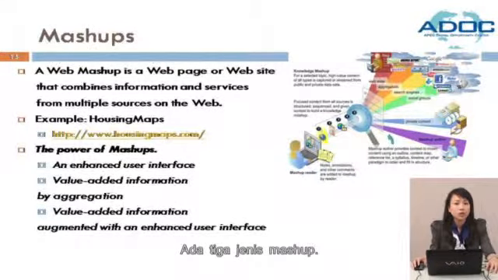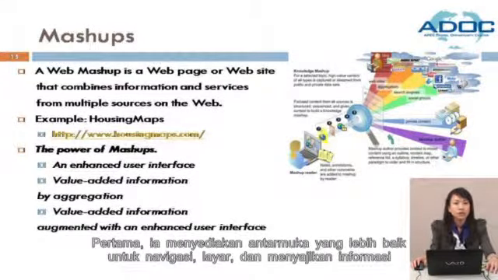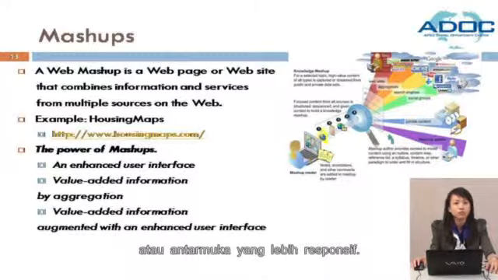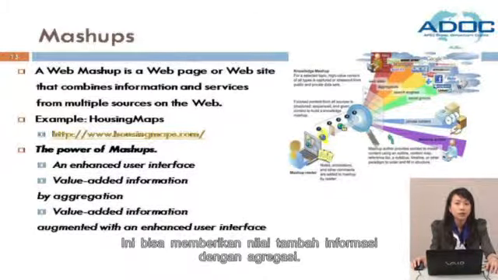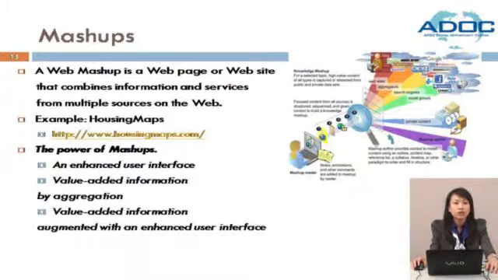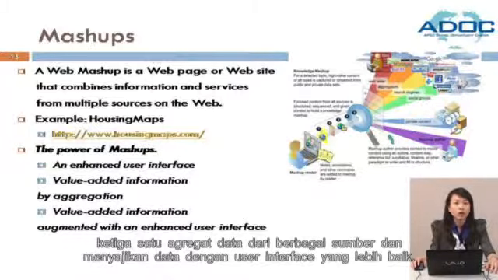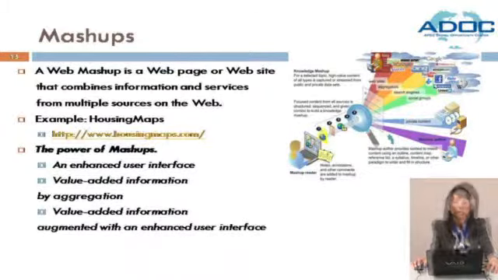There are three types of mashups. First, it provides a better interface to navigate, display, and present the information, or a more responsive interface. The second kind of mashup combines information from different sources on the web. It could provide value-added information by aggregation. The third one aggregates data from various sources and presents the data with a better user interface.